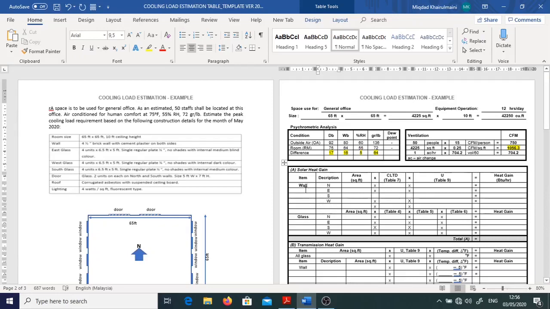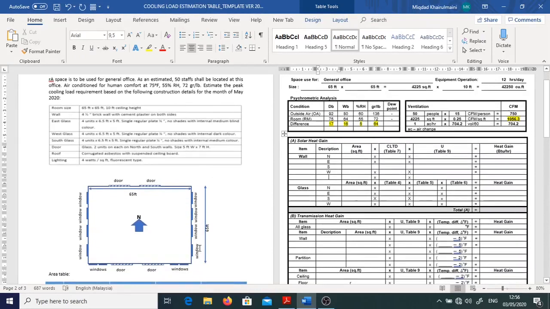For wall, which side will get direct exposure from the sun? The sun rises in the east and sets in the west. So in the wall section here, we only fill in the east and also the west. We don't have to fill in the north and south. North and south we will fill in later in the transmission heat gain. This one we fill in for the direct exposure from the sun. So east and west.